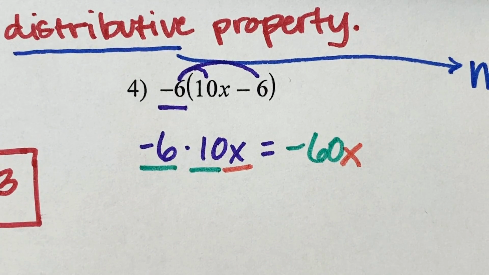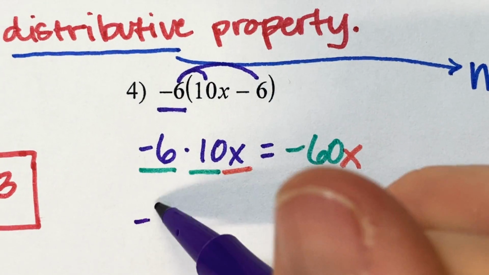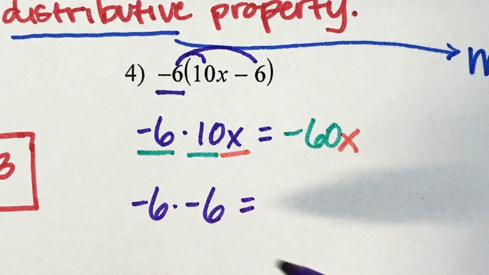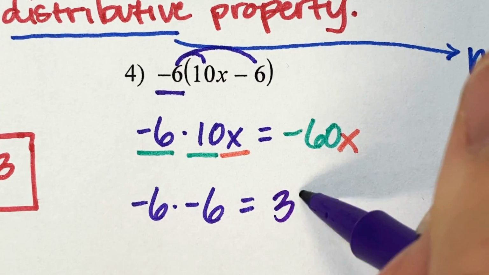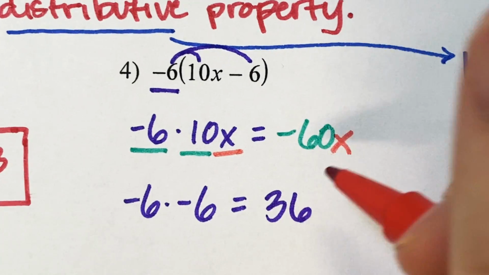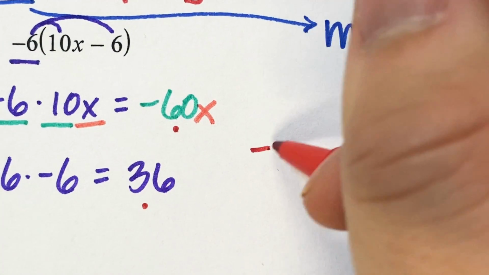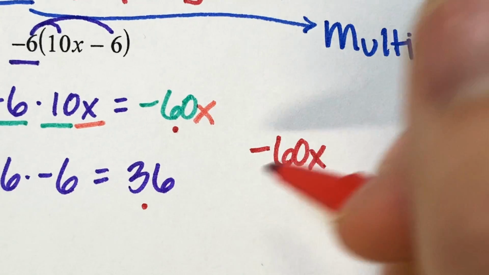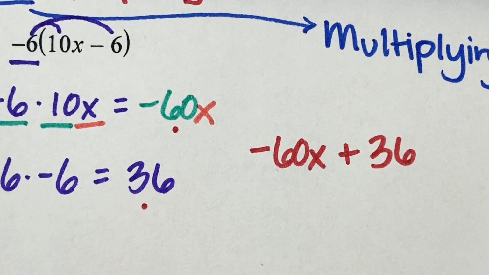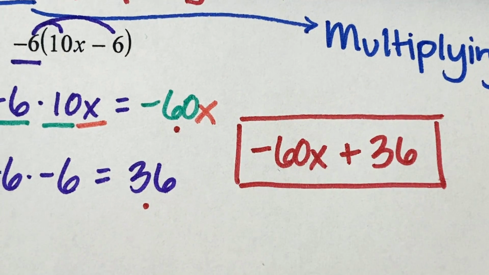Okay, now we need to take negative 6 times negative 6. Okay, remember a negative times a negative is always a positive, so then 6 times 6 is going to give me 36. Okay, again, these guys are just pieces to our final expression, so then all we got to do is write them together. So negative 60x and a positive 36, so plus 36. And that is our simplified expression.